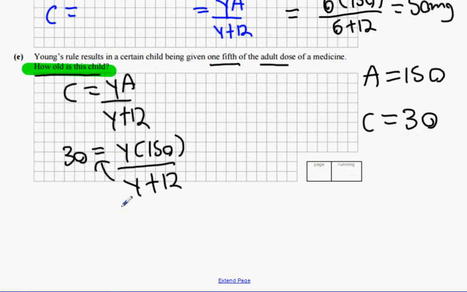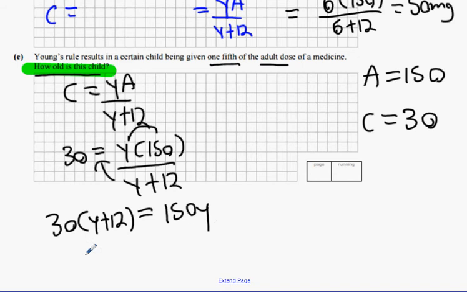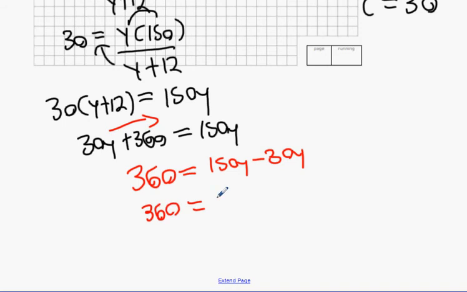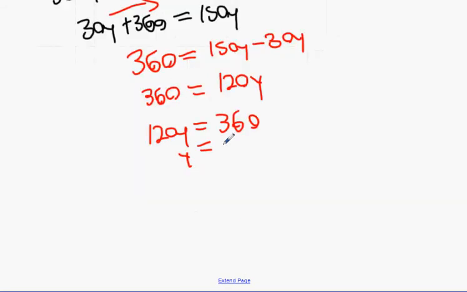So I'm going to cross multiply up the Y plus 12. So I'm going to get 30 into Y plus 12, Y times 150. 30Y plus 360 equals 150Y. What happens to the Y's? Bring them over one side. And after that, okay, and then what can you do after that? 120Y equals 360. Just quick spin, then divide by 120, and what you get? 3. That alright? Okay.